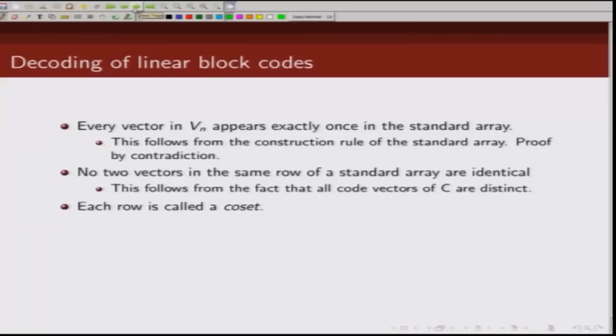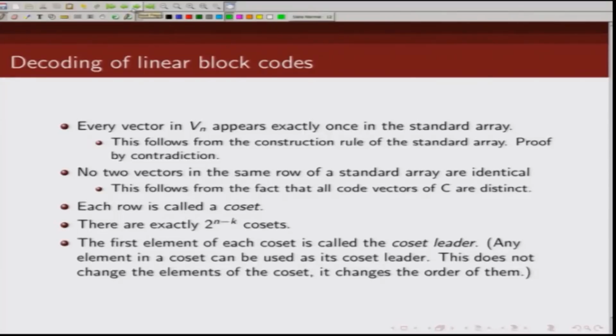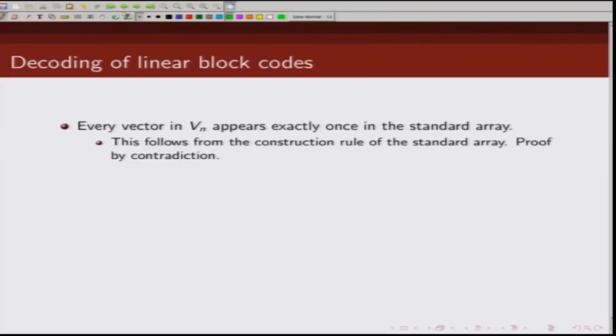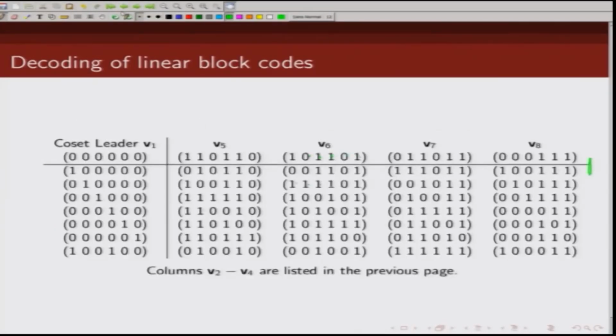We call each row of this standard array a coset, and the leftmost entry of each coset or row is known as the coset leader, and we have a total of 2 raised to the power n minus k such cosets. Now, the question is, can we make any other element our coset leader? If you just go back here, let us say look at this row, the coset leader was this, the leftmost entry in the standard array.